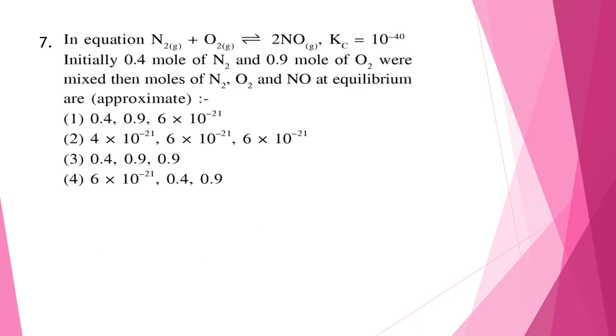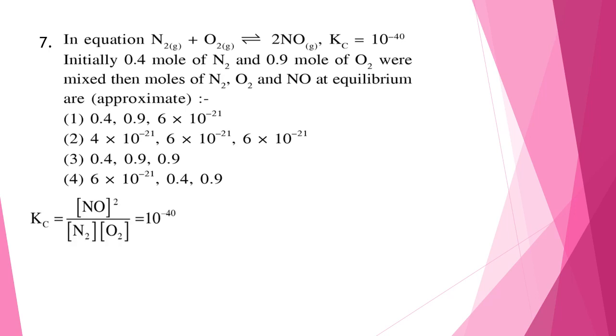Question 7. In the equation N2 plus O2 gives 2NO, Kc is equal to 10 to the power minus 40. Initially 0.4 moles of N2 and 0.9 mole of O2 were mixed. Then the moles of N2, O2 and NO at equilibrium are approximately.